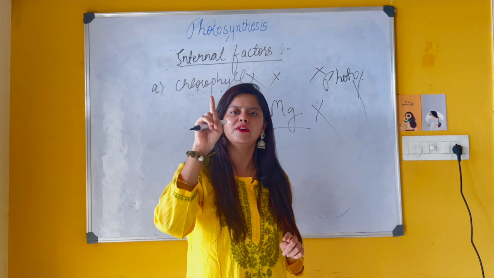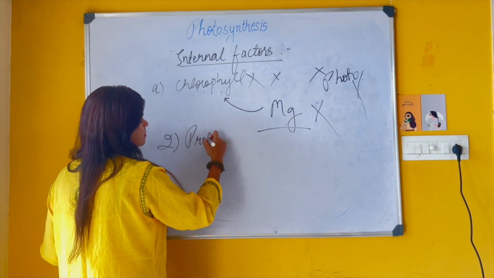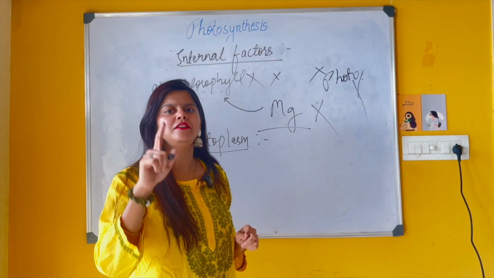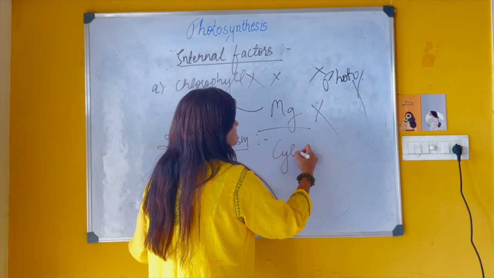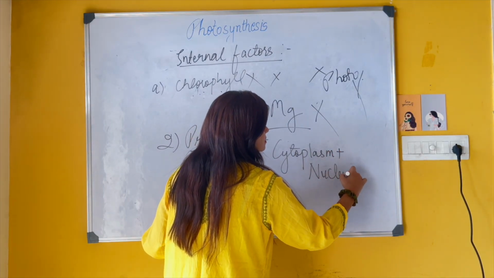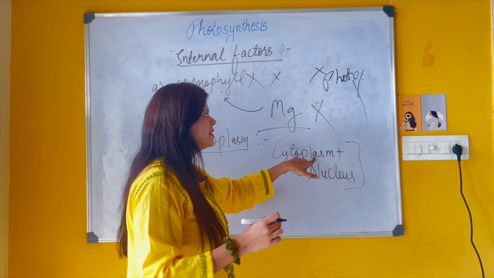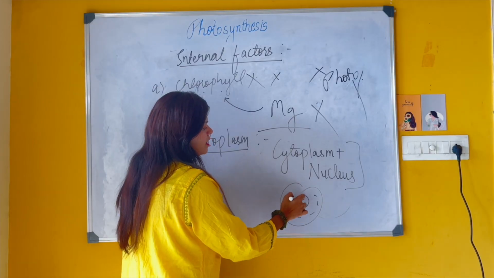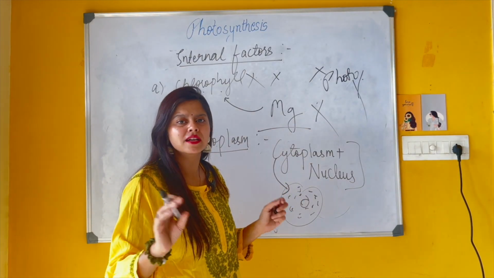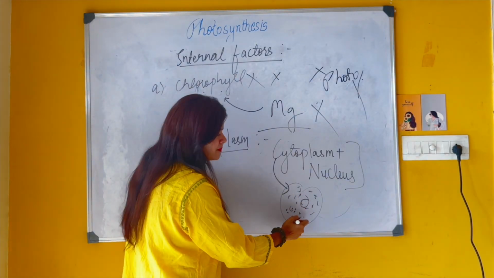So chlorophyll was the first internal factor. Second internal factor is protoplasm. So what is protoplasm? 9th standard, first chapter. Cytoplasm plus nucleus is together called protoplasm. You remember jelly-like substance in the cell is called cytoplasm. All the cell organelles, mitochondria, endoplasmic reticulum, chloroplast are present in the cytoplasm.